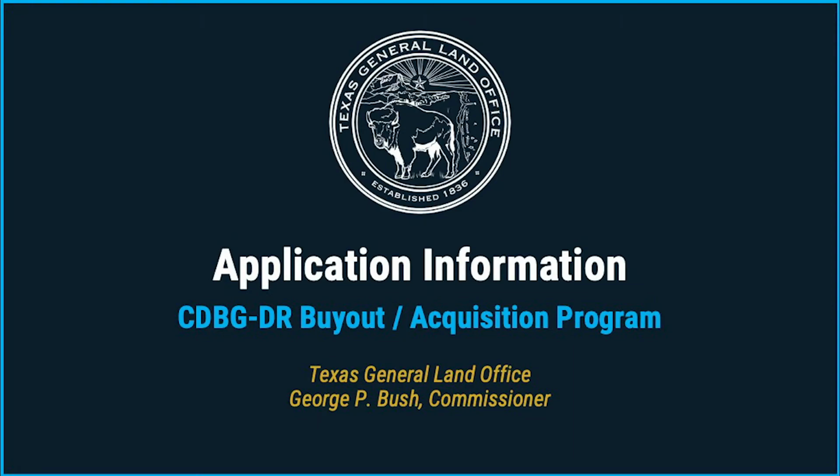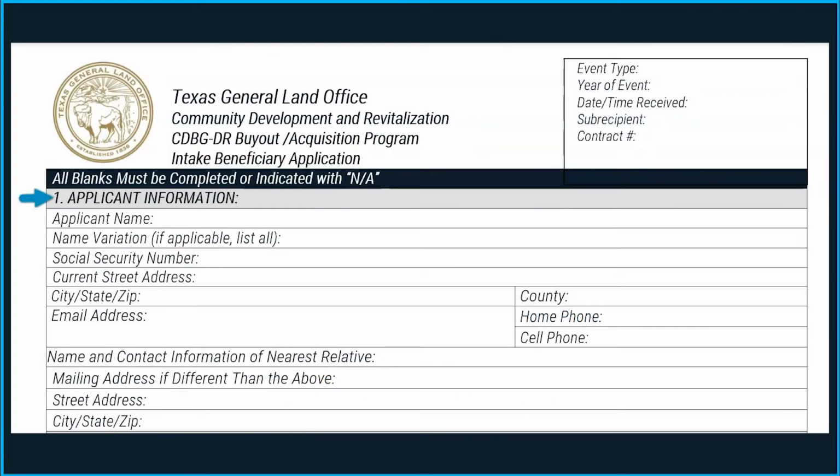The first section of the Intake Beneficiary application is for applicant information. The applicant should be the head of household, named on the title for the property requesting buyout or acquisition, and the owner of both the land and the home in question. First, the applicant will input their full name. In this video example, our fictional applicant is named Robert Alejandro Smith Rodriguez. He has 2 last names.